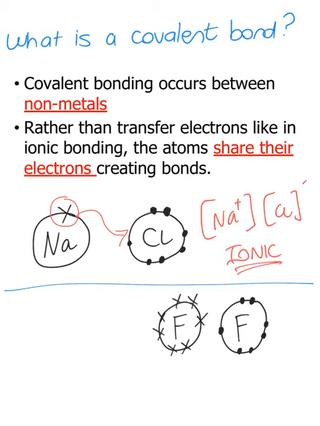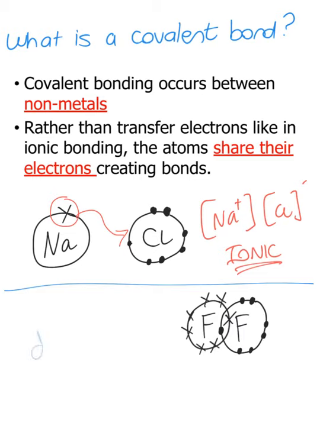Now, rather than transfer like in ionic bonding, they're simply going to share the electron. This fluorine is going to share this electron with this fluorine atom, and this fluorine's electron is going to be shared here as well. I'll put them back together again. That's how we represent it. Notice how we've got 2 fluorine atoms, but one is dots and one is crosses. This is a diatom. It's the element fluorine, but fluorine goes around in pairs, which is why we've got 2 fluorine atoms here.